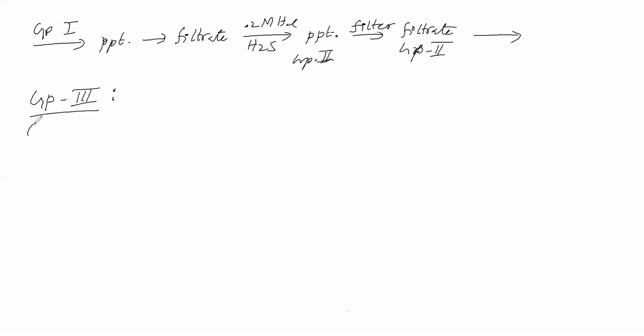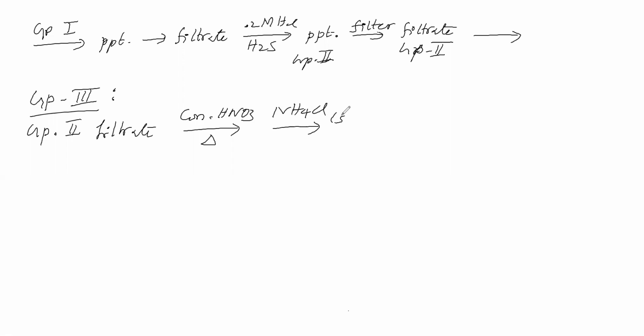Now we will go for group 3 analysis. We take the group 2 filtrate. To this group 2 filtrate, we add concentrated nitric acid. Then the contents are boiled. Afterwards, we add solid ammonium chloride, then aqueous ammonium hydroxide, and then we will get a precipitate.